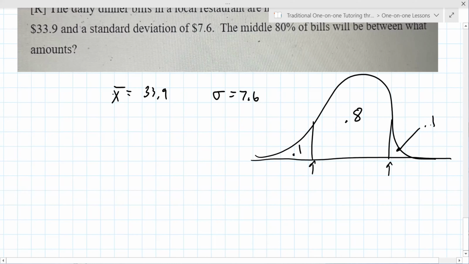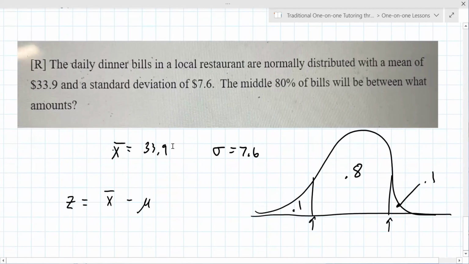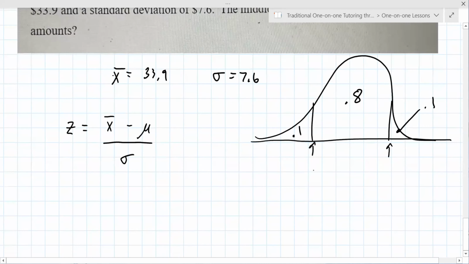And there's two approaches here. We can either do it by hand or we can use a calculator. Which would you prefer? By hand. All right. So the Z equals X bar minus mu over sigma. So this is something you saw before. Okay, so we need the Z value right there.